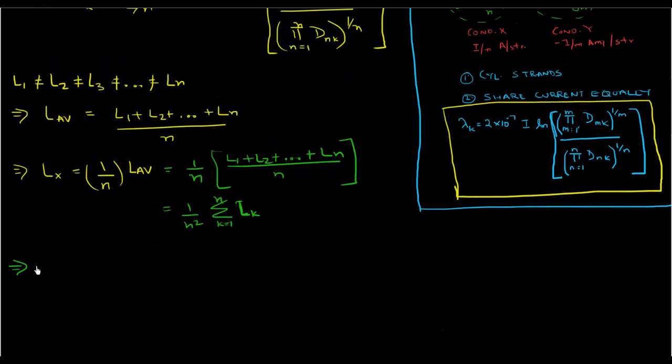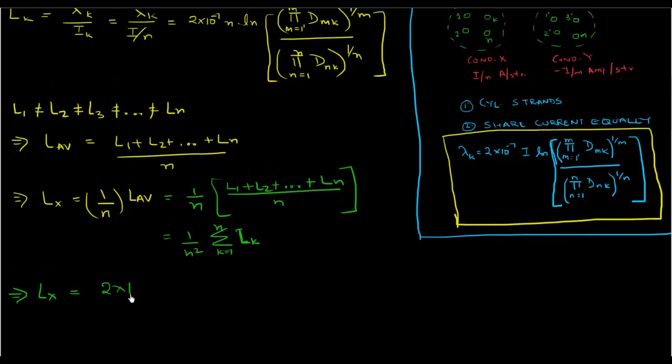So what that implies is that L of x is equal to 1 by n square, or rather we'll put the 2 into 10 to the power minus 7 from here. 2 into 10 to the power minus 7, n square times that n times ln. I am now expanding this term. So for k equal to 1, that's going to be d of 1 1 prime, d of 1 2 prime, so on.